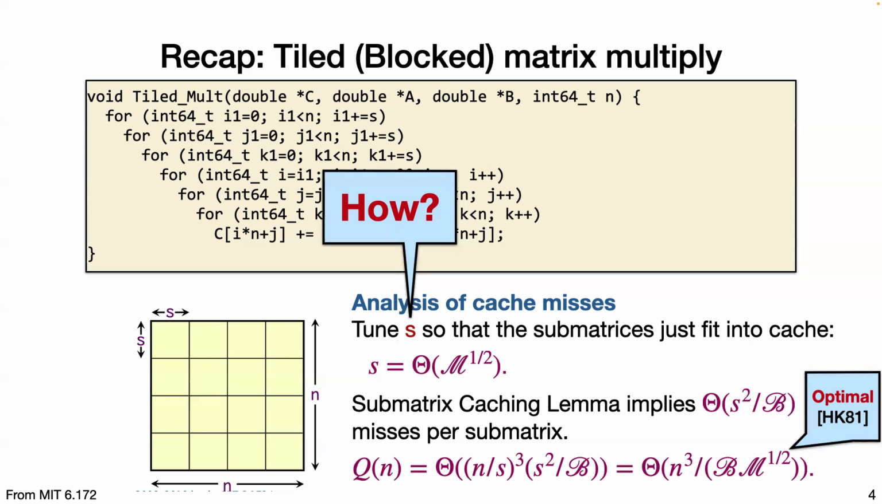Why is this cubed? Because the original matrix multiply was n cubed work, so the number of subproblems is also n cubed. Does that make sense? Good question. Yeah. Questions about this?